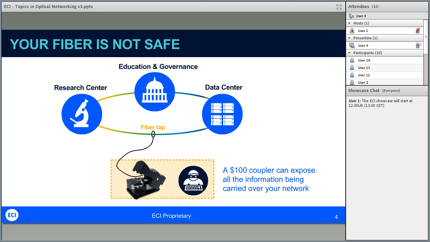More than that, you really don't know when your fiber is being tapped. All it takes is being able to extract maybe 1% of all the light, which is really not detectable if you're monitoring the power levels on your fiber, and you have access to all the information that's being carried over that particular fiber. And this is fairly easy to do, and your fiber in many cases may be well beyond your control in terms of where the bad guys can get access to it.